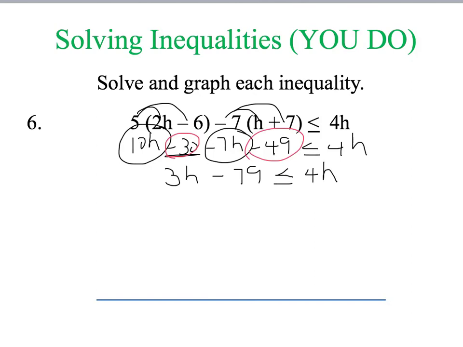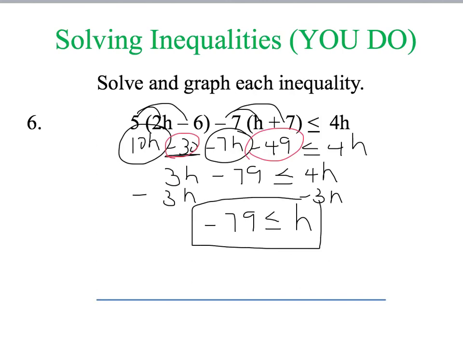Okay, so if I subtract 3h, I get negative 79 is less than or equal to h. Okay, and just 1h. So you could leave it like this, but usually you read it with the variable first. So h, if we read it backwards, this would say h is greater than or equal to negative 79. So h is greater than or equal to negative 79.